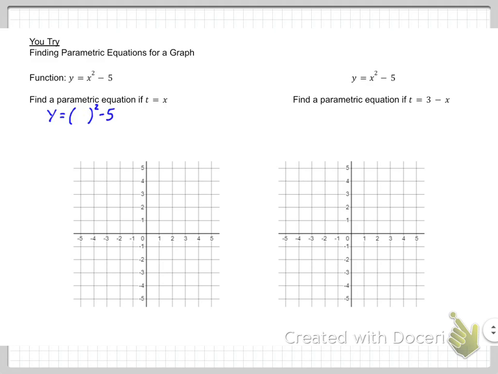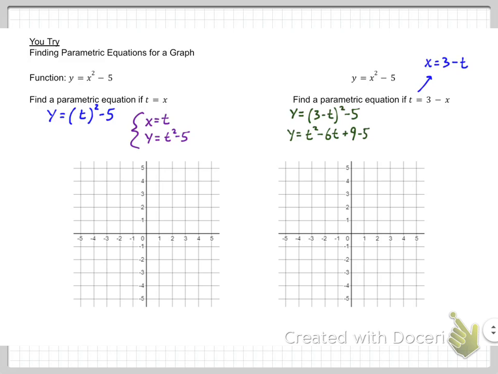All right, first one should have been pretty quick. y equals t squared minus 5. So we have x equals t, and y is t squared minus 5. On the right here, we first need to solve for x. So when you add x to both sides and subtract t from both sides, you get x equals 3 minus t. And then plugging that in for x, we get y equals 3 minus t quantity squared minus 5.